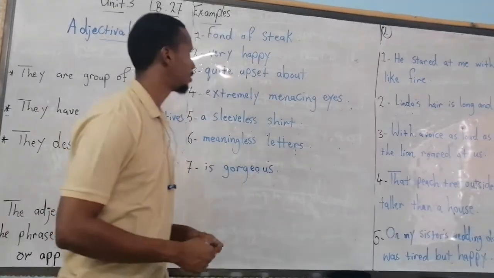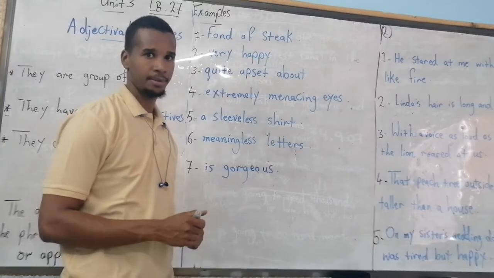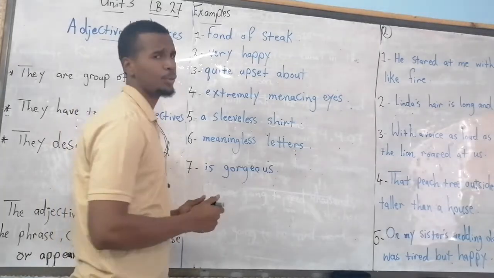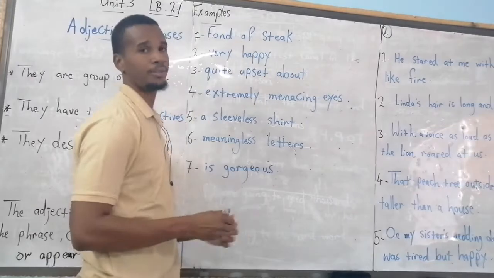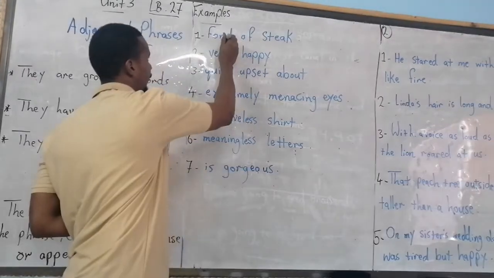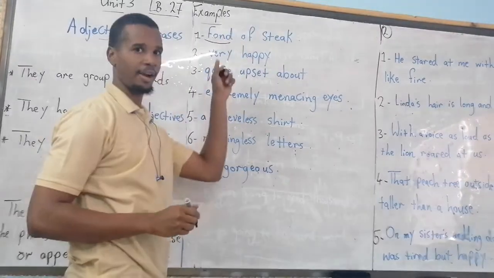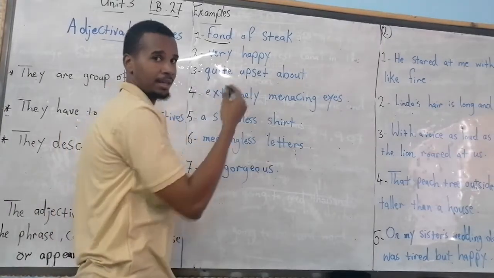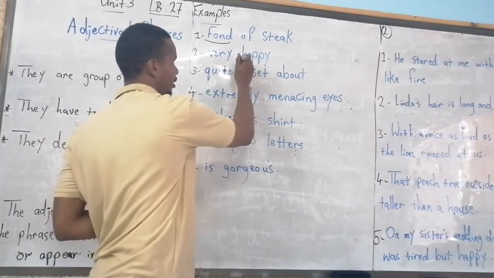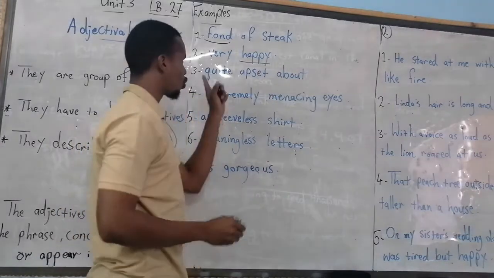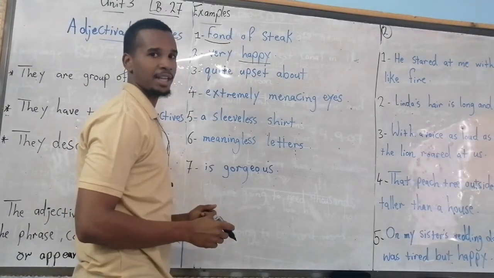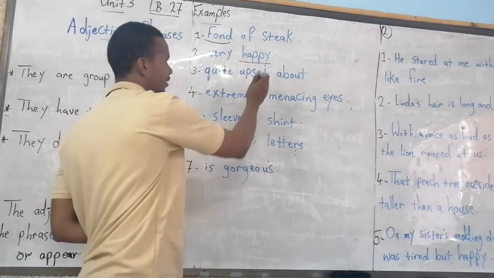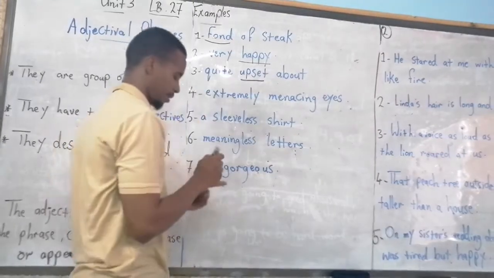And I want you to point to the adjectives. Fond of steak. Where is the adjective? It cannot be steak, right? And certainly it cannot be of. So it's fond, our adjective. Very happy. Where's the adjective? Very good. Happy. Quite upset about. Quite upset about. Where's the adjective? Excellent. Upset.